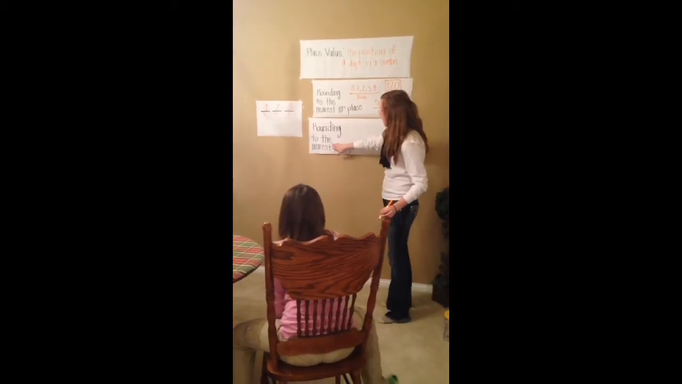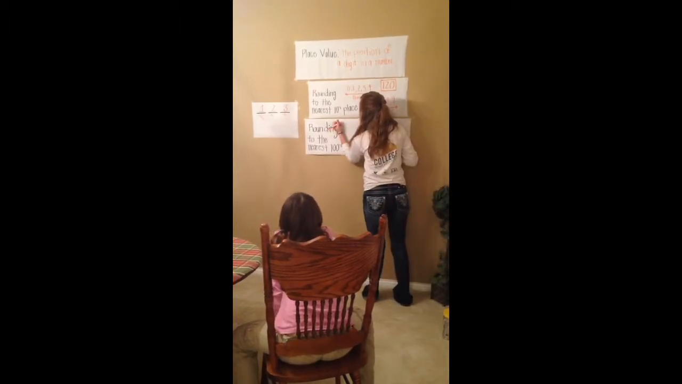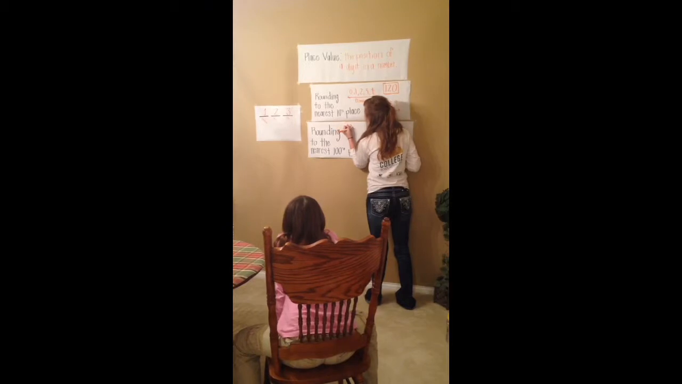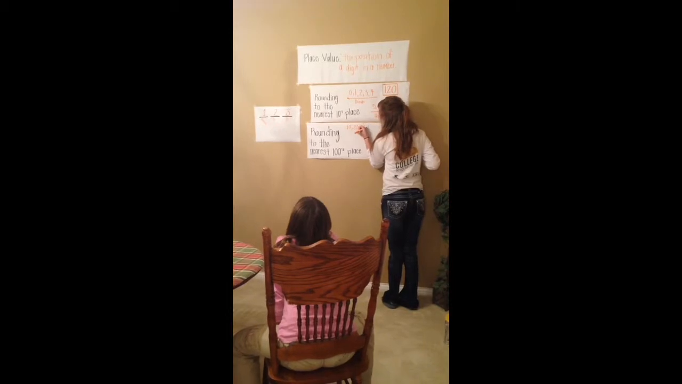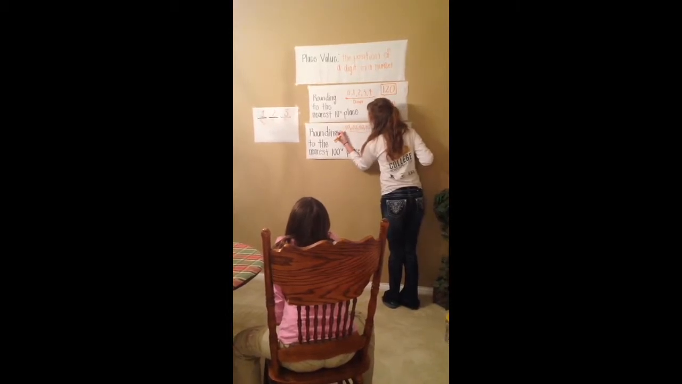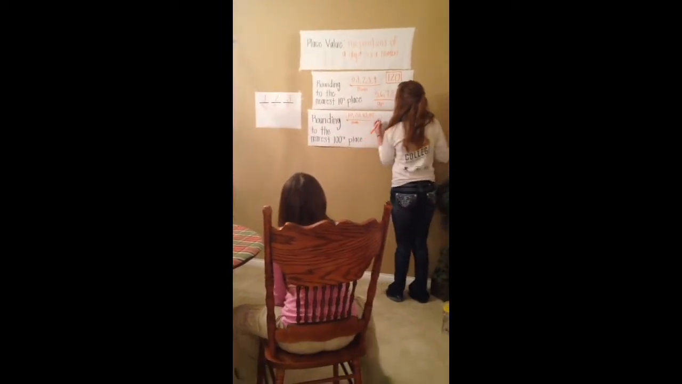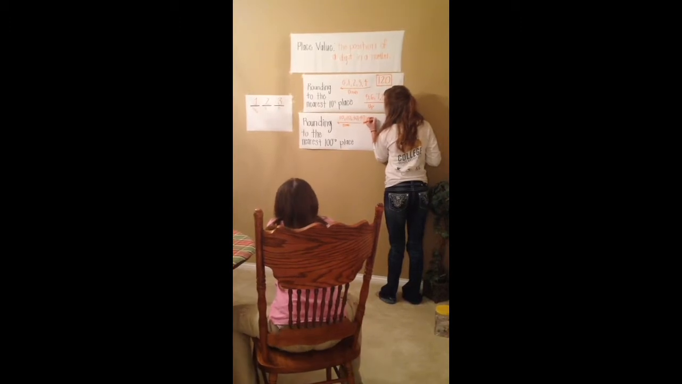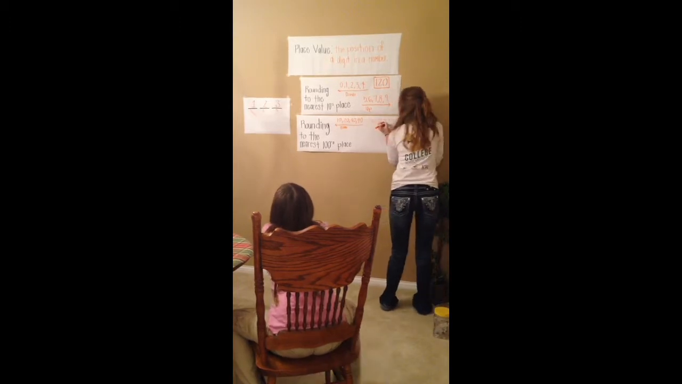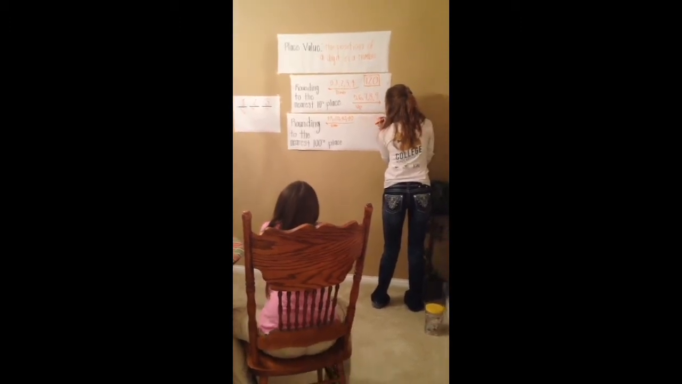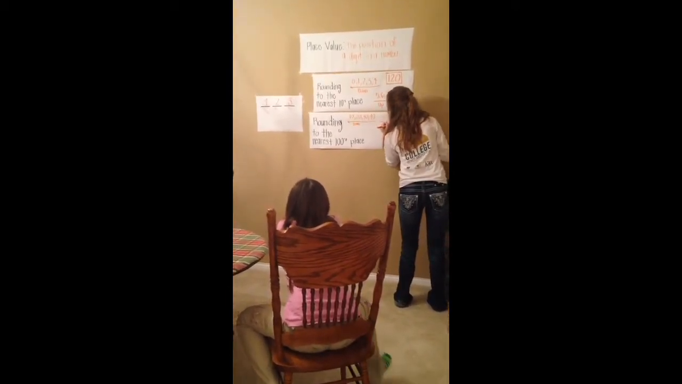Okay. So if we were rounding to the nearest hundreds place, we would go down if the number was 10, 20, 30, or 40. We would round down. And if the number was 50, 60, 70, 80, or 90, we would round up the place value.